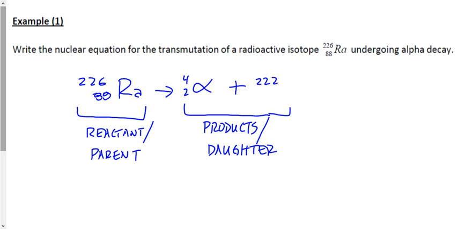We had 88 protons. Now we have, well, we have to have 88 on the right side. 2 of them were taken by the alpha particle. How many do we have left? 86. If you check your periodic table, you'll find that atomic number 86 is radon.